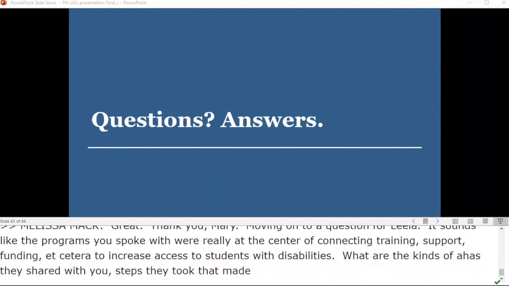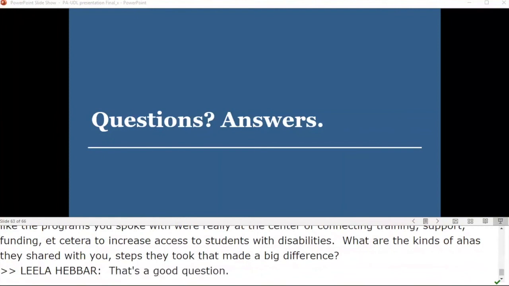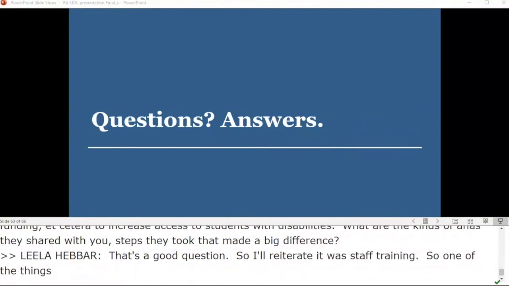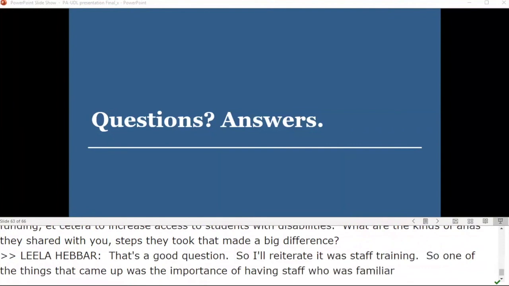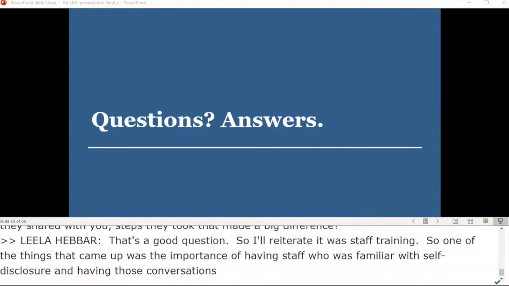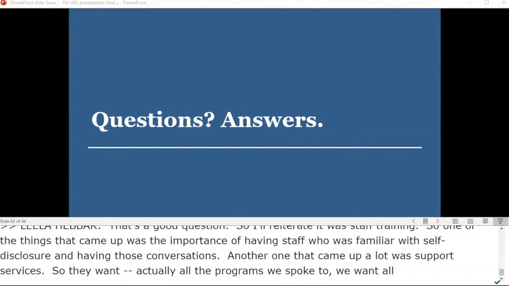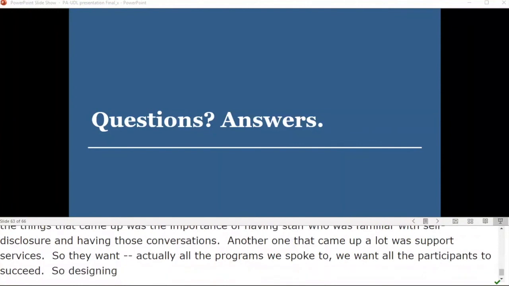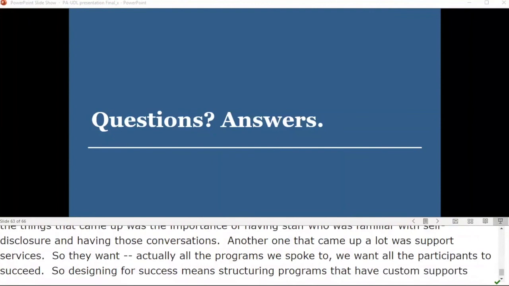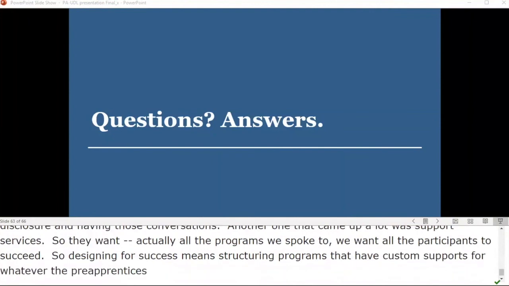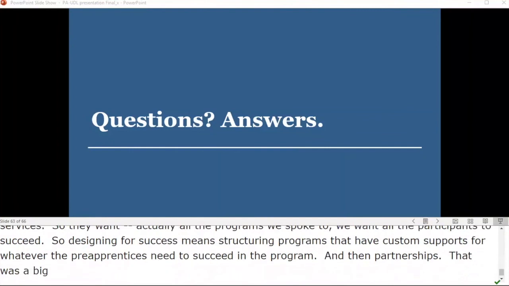That's a good question. So I reiterate, it was staff training. One of the things that came up was the importance of having staff who were familiar with self-disclosure and having those conversations. Another one that came up a lot was support services. All the programs I spoke to want all of their participants to succeed. So designing for success means structuring programs that have custom supports for whatever the pre-apprentices need to succeed in the program. And then partnerships, that was a big one because partnerships help with that support services point.